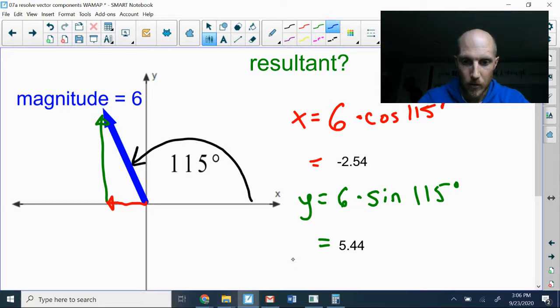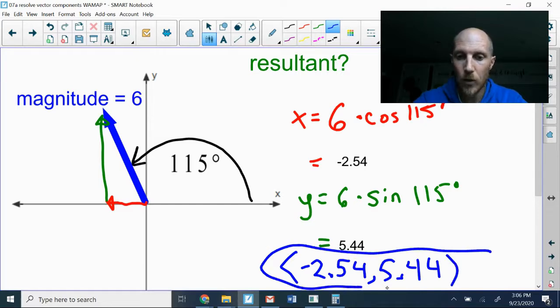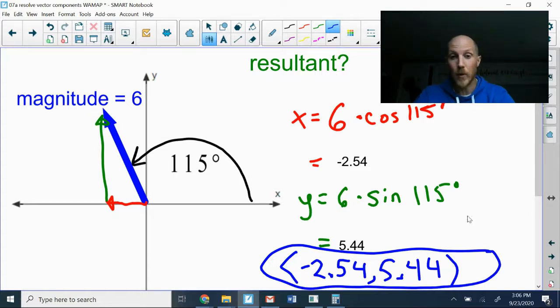Okay, so altogether, my component form would be negative 2.54 and 5.44 inside of my pointy brackets. Circle the final answer. Normally I like to circle this with something creative, but I don't really have enough space to use a creative pen this time. Maybe on the next one. Okay, that's it, right?